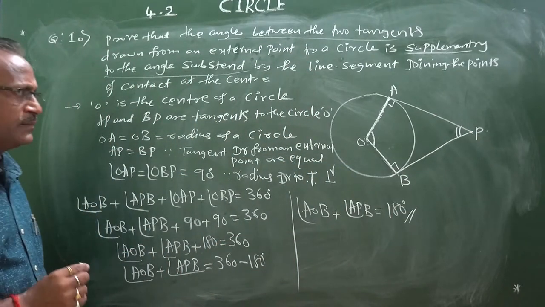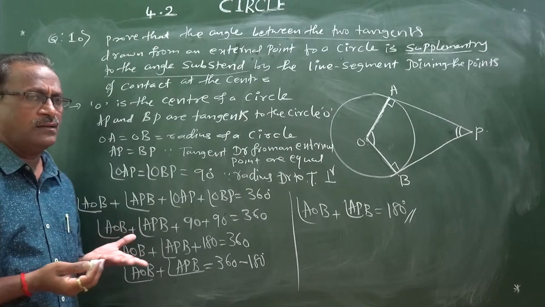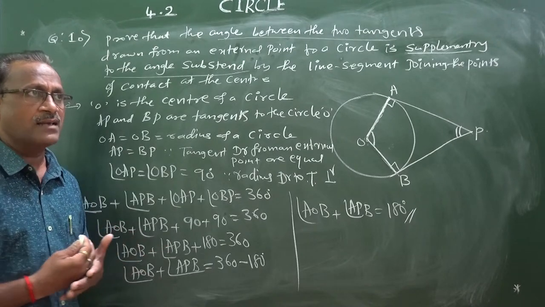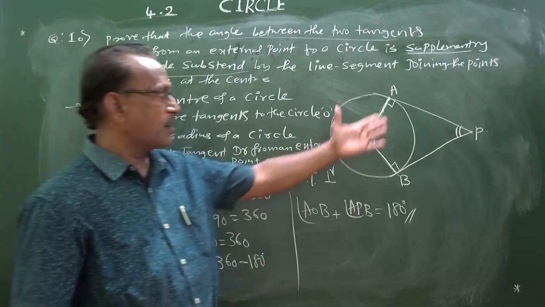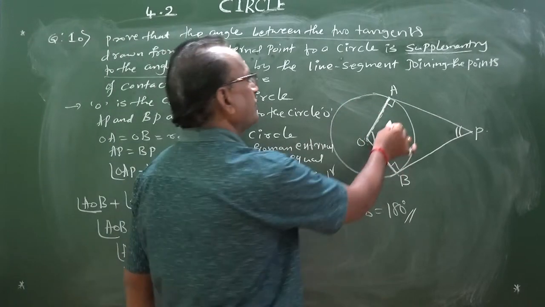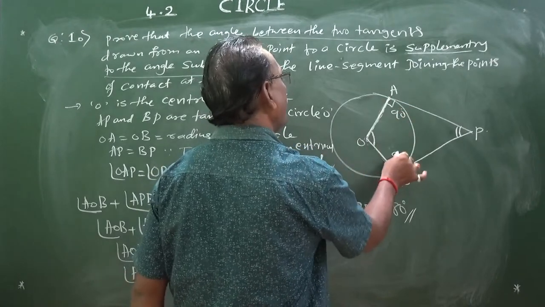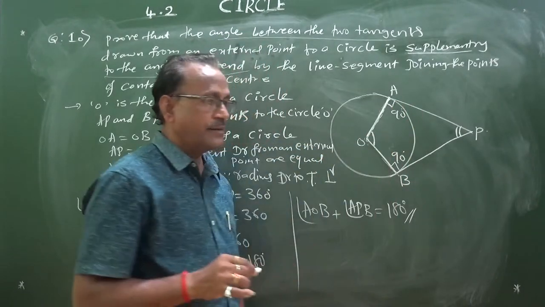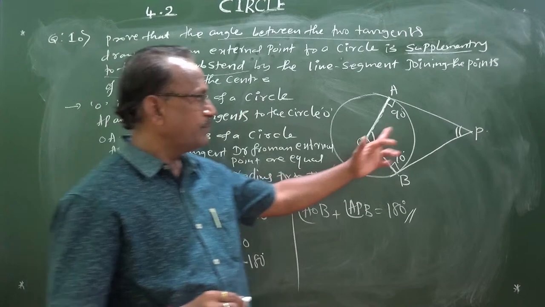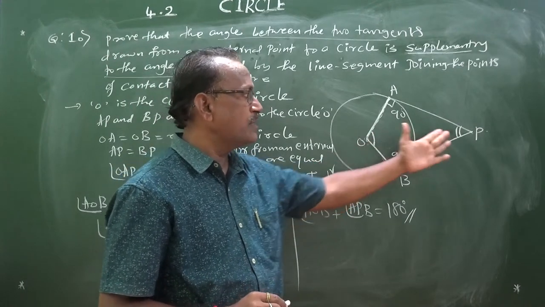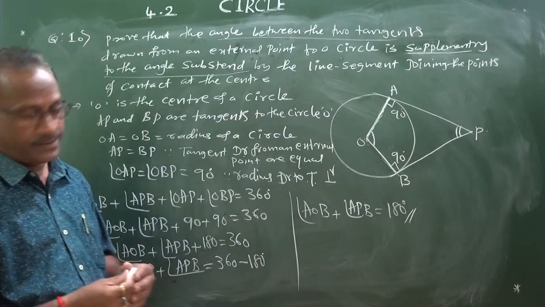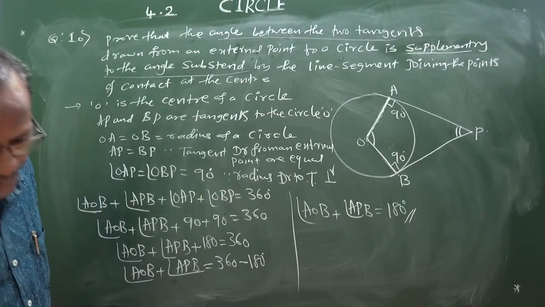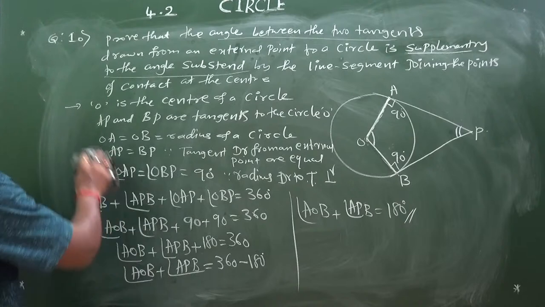Very simple. The opposite angles of the quadrilateral are also 180 degrees. These two are 90 degrees: angle A is 90 degrees, B is also 90 degrees. The sum of these two, one is acute, one is acute, both together is supplementary, 180. Okay? Take down question number 11.